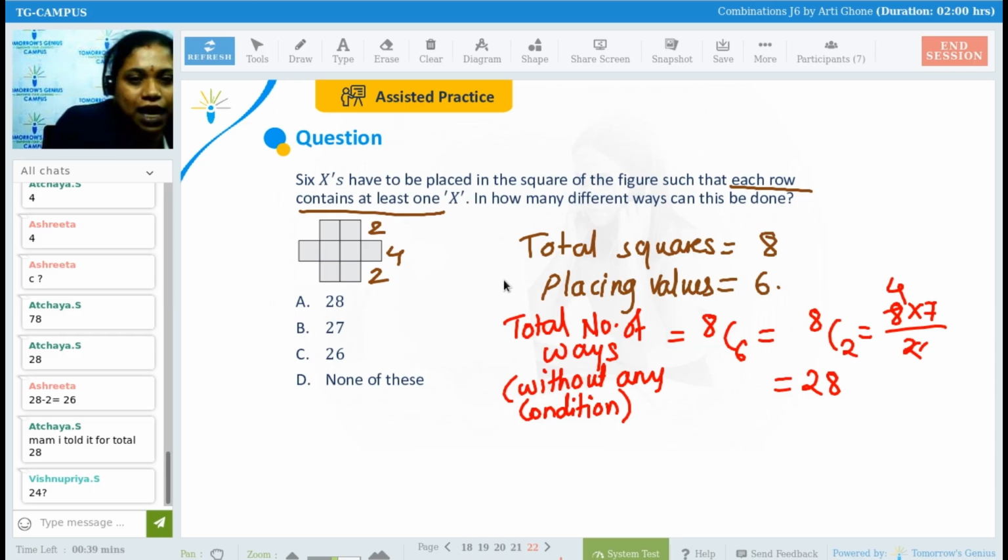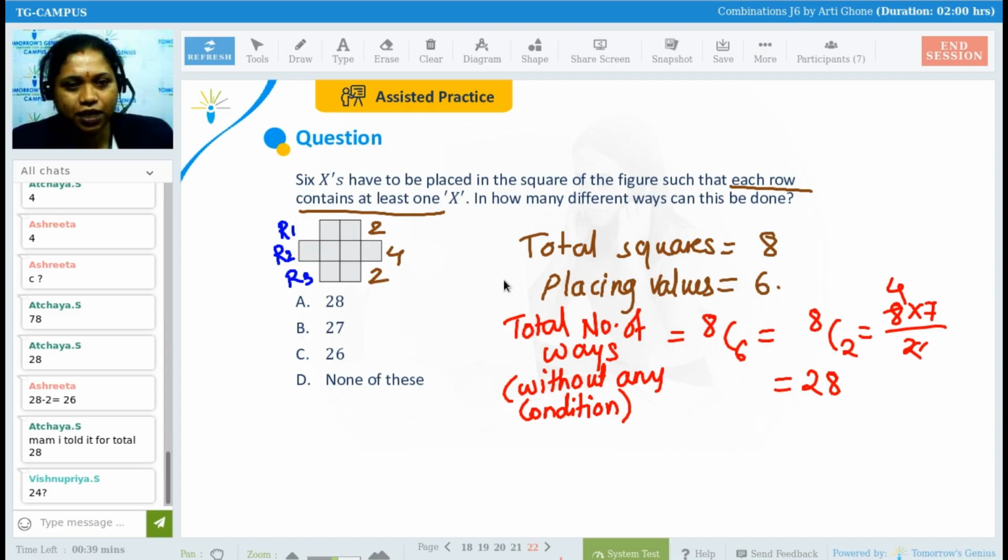Okay, good. But that is not the thing. First thing, there are not 4 rows. We have 3 rows: R1, R2, and R3. These are 3 rows. Okay, clear, ma'am? Should I disclose the answer, everybody? Now pay attention to the explanation.